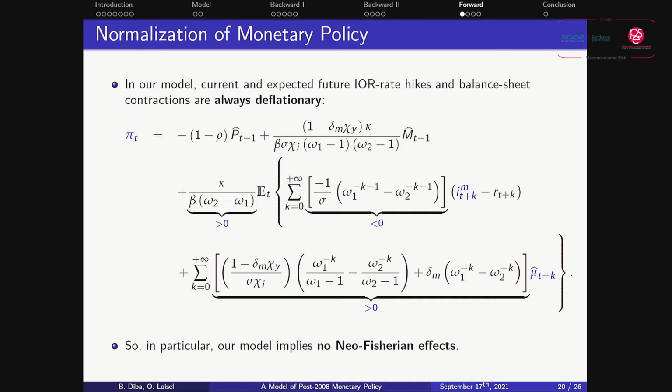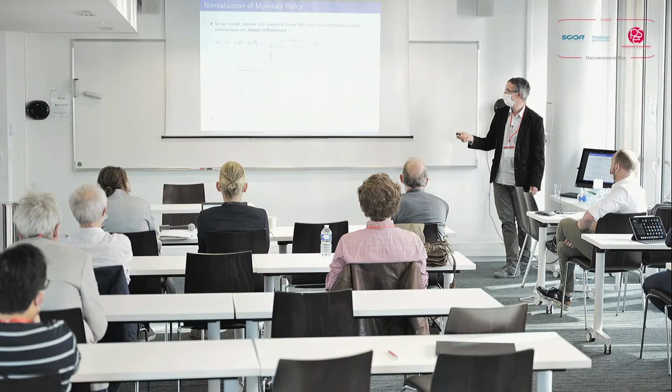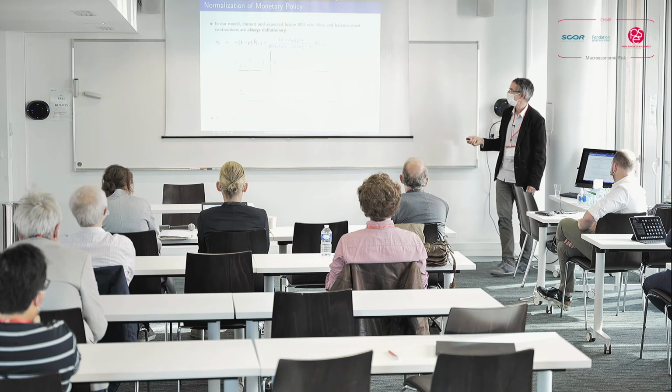Okay, and what we get is that this coefficient here is always negative. That one is always positive, again, for any parameter value or functional form of the utility and production function, meaning that any current or expected future IOR rate hike, so an increase in i^M_{t+k} here, is going to have a negative effect on today's inflation. Any reduction in the future growth rate of nominal reserves is going to have a negative effect again on inflation.